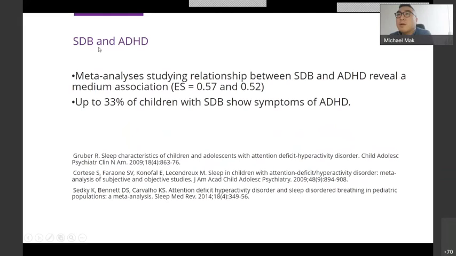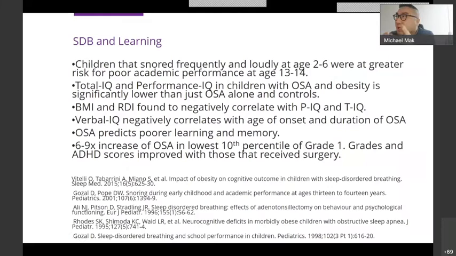When we look into the science of it, because there's this overlap between the symptoms of untreated sleep apnea in young people and ADHD, many studies have been done to see what the association was. And there's a statistically significant association between untreated sleep apnea in children and ADHD symptoms. Up to a third of young people with sleep apnea will have the symptoms of ADHD. So this creates a situation where we might make the mistake of assuming that the ADHD symptoms are purely from a developmental disorder and not the sleep breathing disorder. And appropriate diagnosis drives appropriate treatment. That's the important thing here.